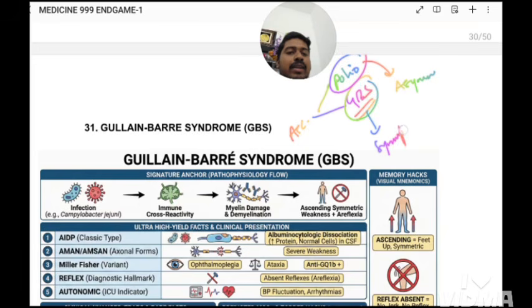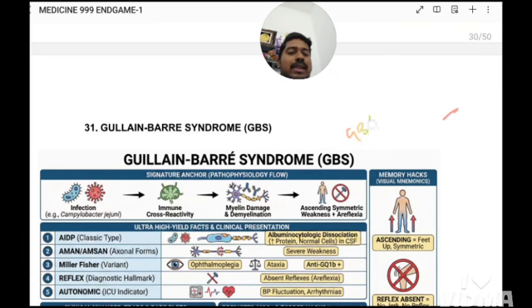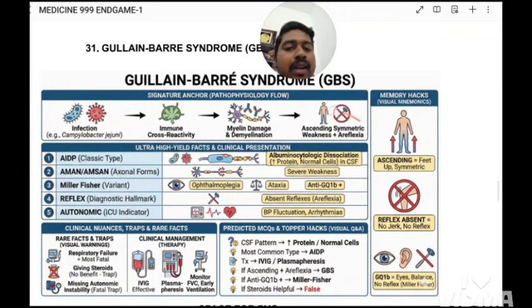Now what is the meaning of symmetric? Polio will come in one limb and then will go to another limb, that is upper limb, lower limb. It won't be symmetric involvement. But in GBS, both the lower limbs will be symmetrically involved. That is, the power loss will be equal on both sides. And along with this, there will be one more important feature, that is areflexia.